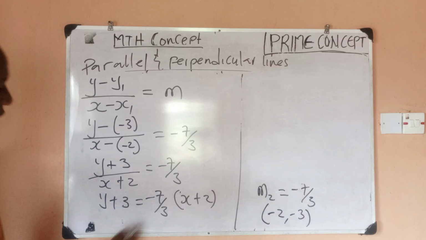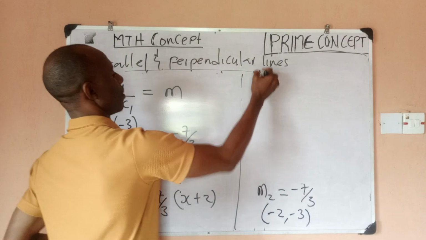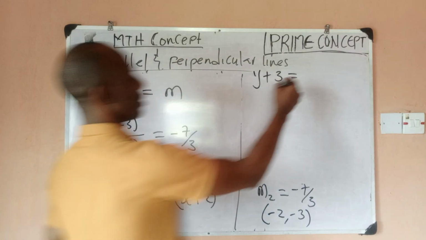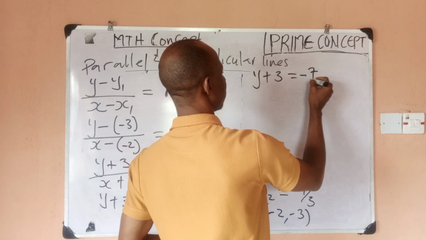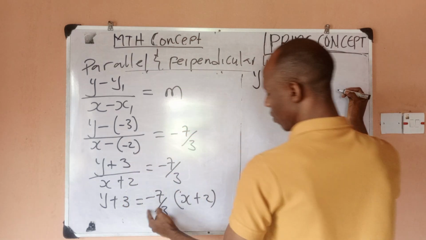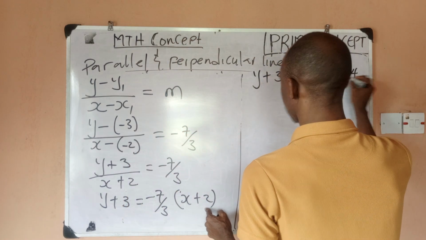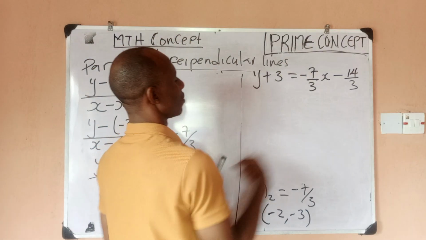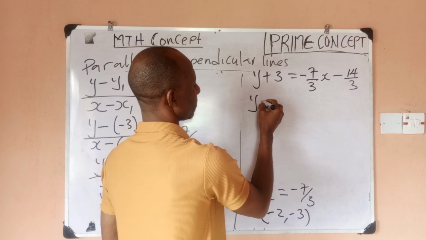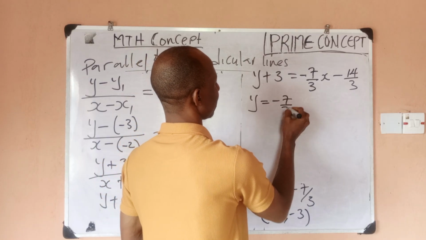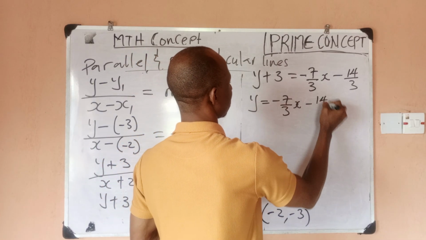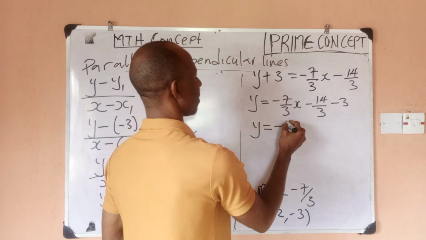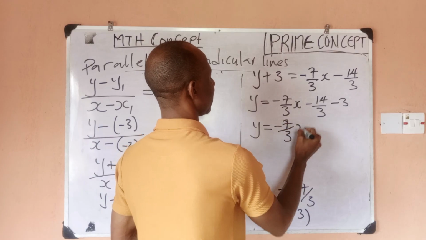So if we open up, I would have y plus 3 on my left. Then if I open this, it's going to give me -7 by 3x. If I open this, I'll get minus 14 by 3, right? So that I can move this 3 to the other side, I'll have y equals minus 7 by 3x minus 14 by 3. When this one crosses, it becomes minus 3.